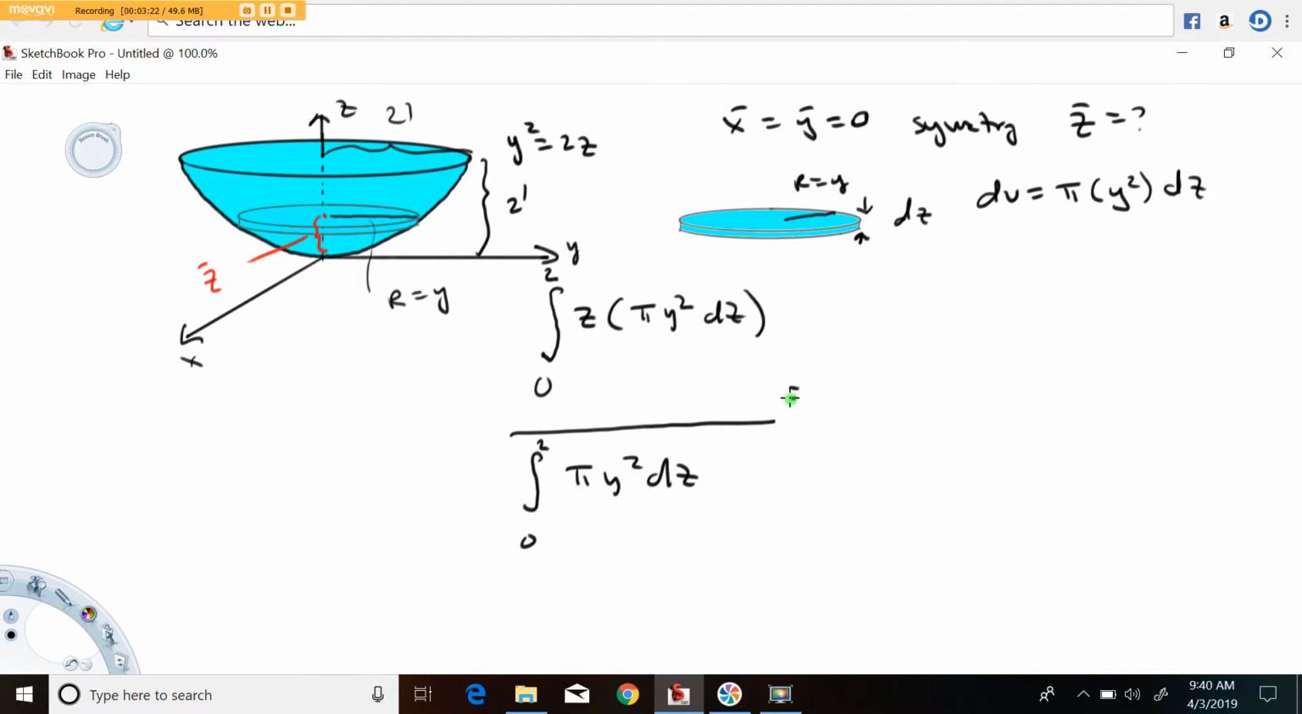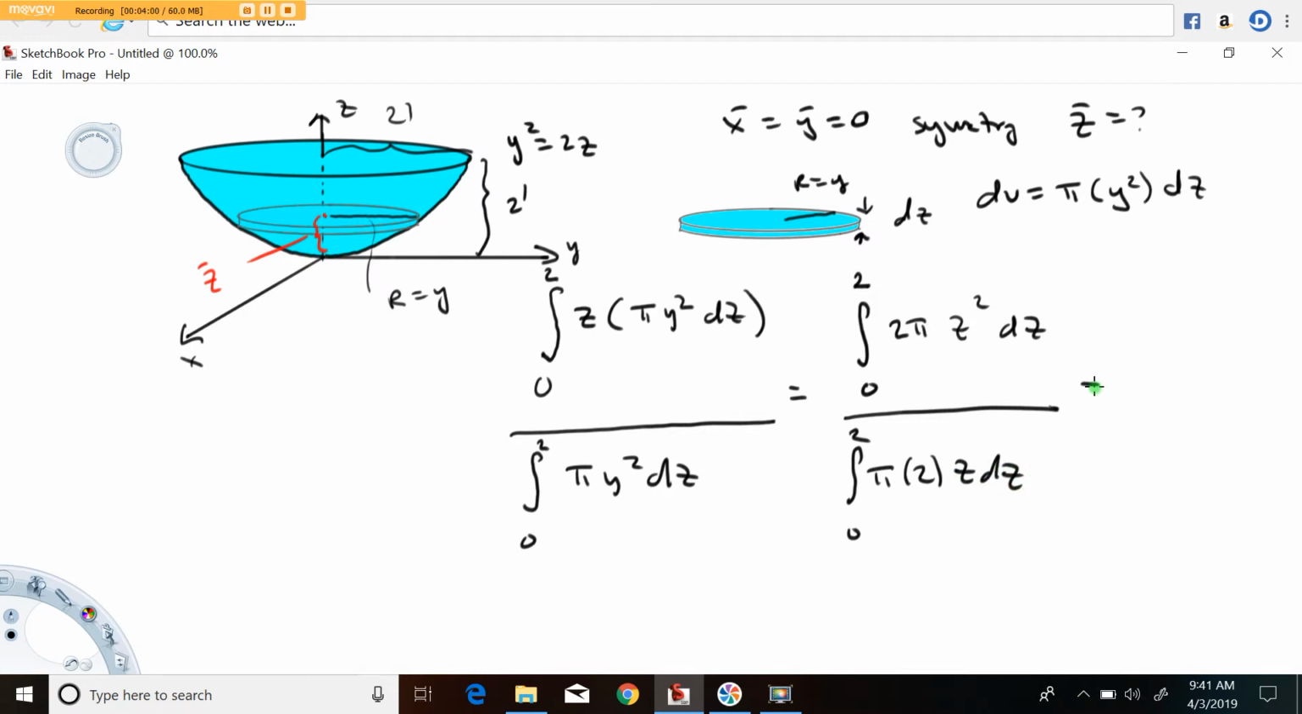All right, let's see what we get out of this. Integral 0 to 2. Now this is already set up pretty nicely to integrate with respect to z, since y squared is equal to 2z. So the top is going to be 2 pi, z times z is z squared, dz. And in the bottom, we're going to have integral 0 to 2 of pi times y squared, and y squared is equal to 2z, dz.